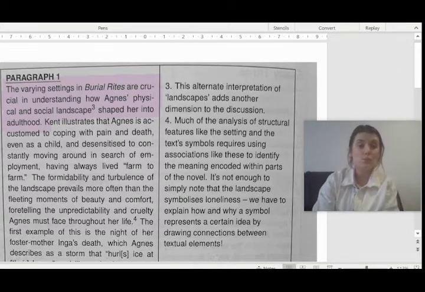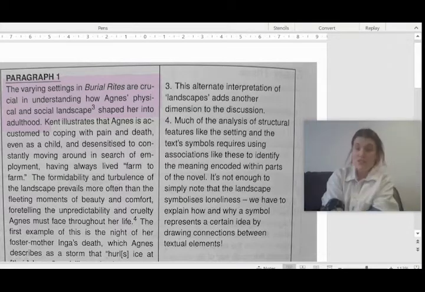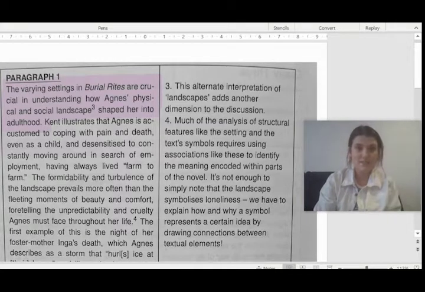A good topic sentence is also going to tell me what the paragraph's going to be about. It's not going to be vague. It's not going to mention anything that's not relevant to this paragraph. So when I read this topic sentence, I read that it's the varying settings that shape Agnes into who she is as an adult. And that's what the whole paragraph's going to be about. Now that I've read the paragraph, I know that's exactly what happens. So this topic sentence has met its purpose. It's doing exactly what it needs to set this paragraph up to be a really strong example of analytical writing.